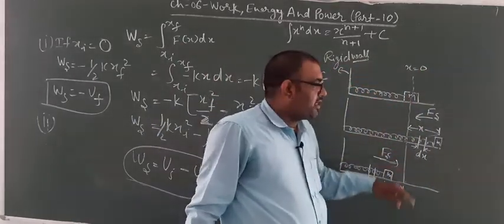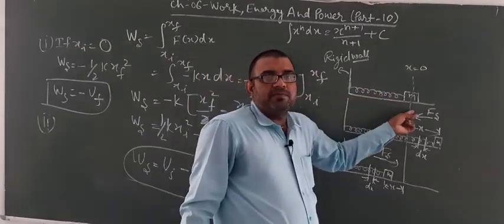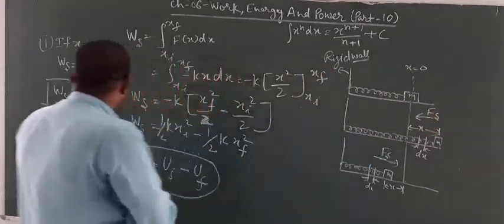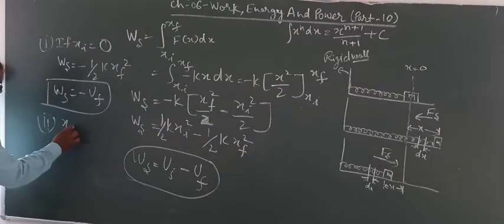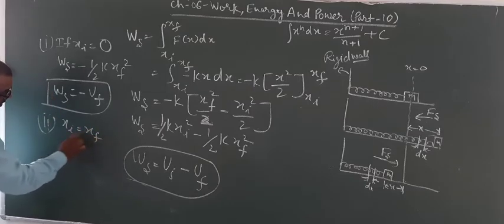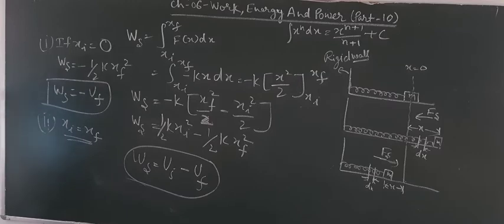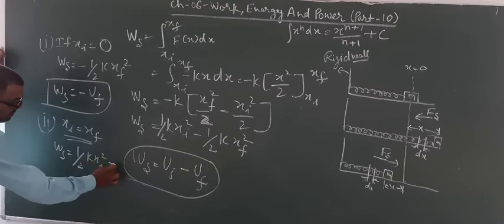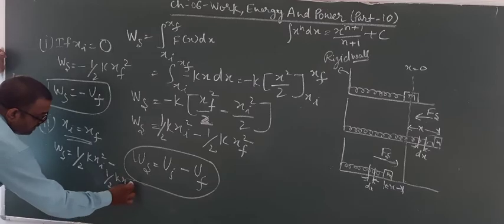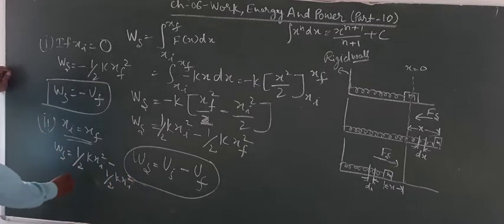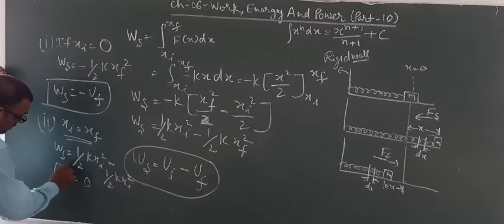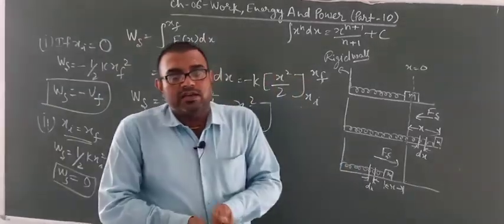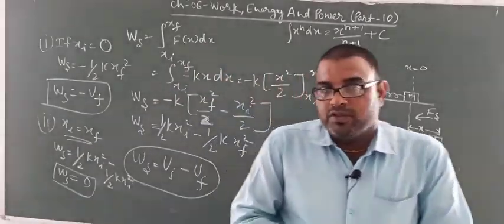Then one cycle is completed, and its initial position is equal to the final position. Means if the spring comes to its original position again, then in that case x initial is equal to x final. Then the work done by the spring is equal to half k xi square minus half k xi square, and both xi square cancel out, and the work done is equal to 0. So the total work done by the spring force is 0 when we bring the spring to its same initial position.